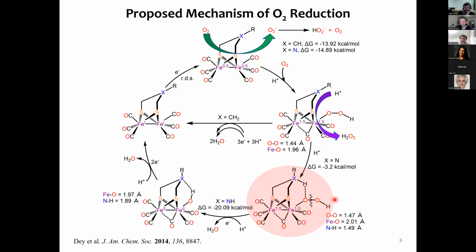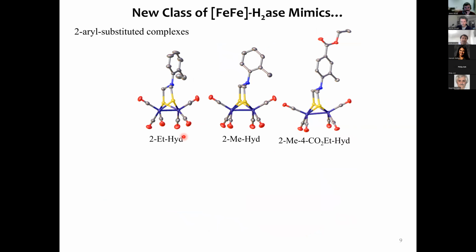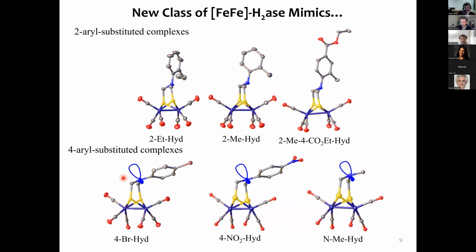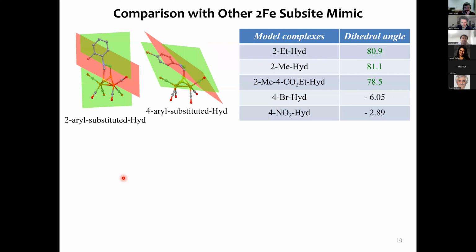So keeping all this information in mind, I have designed and synthesized a series of 2-aryl substituted iron hydrogenase model complexes. And these are the earlier reported 4-aryl substituted model complexes. When we compare the solid state crystal structures of these two complexes, we observe that in the case of the 2-aryl substituted one, the CNC plane and the phenyl plane are almost perpendicular to each other. While in the case of the 4-substituted one, the CNC plane and the aromatic plane are almost coplanar to each other.